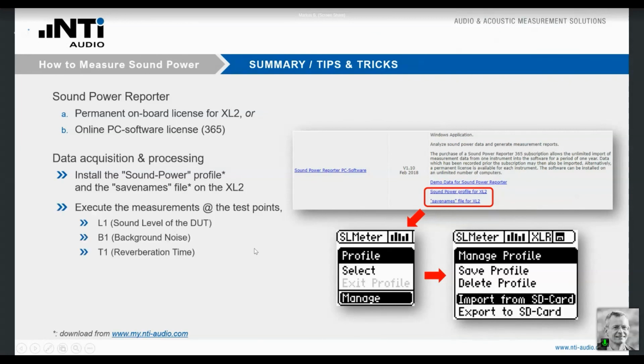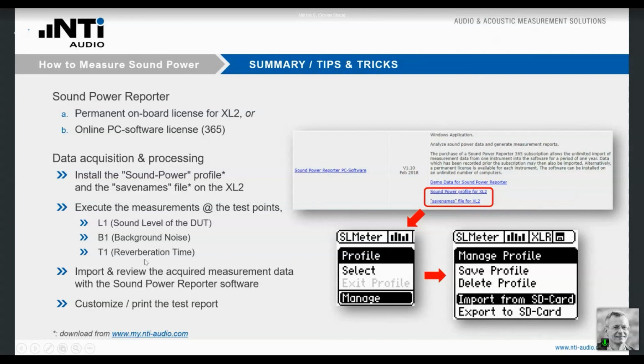As stated before, next step would be to execute the measurements, level, background, reverberation time, import the data you have acquired in that way and review them if necessary. And the Sound Power Reporter will then, of course, calculate the corresponding result. And last but not least, you may customize your report, you may print it, and that gives you a nice proof that you have done your work versus your client.